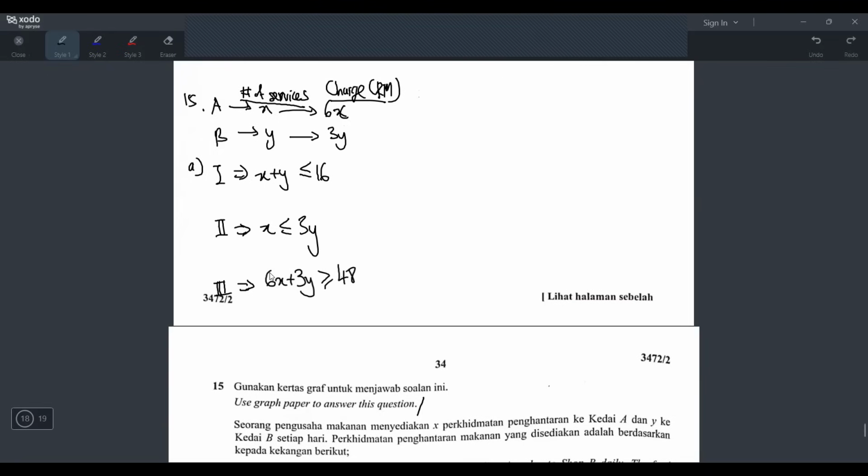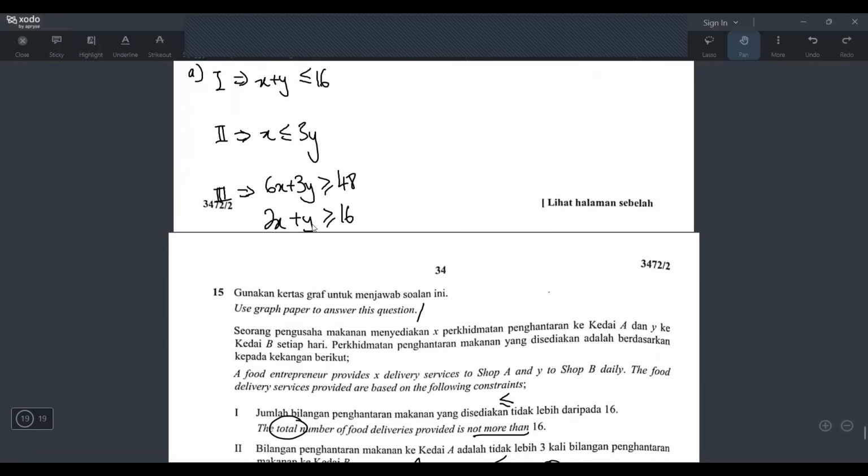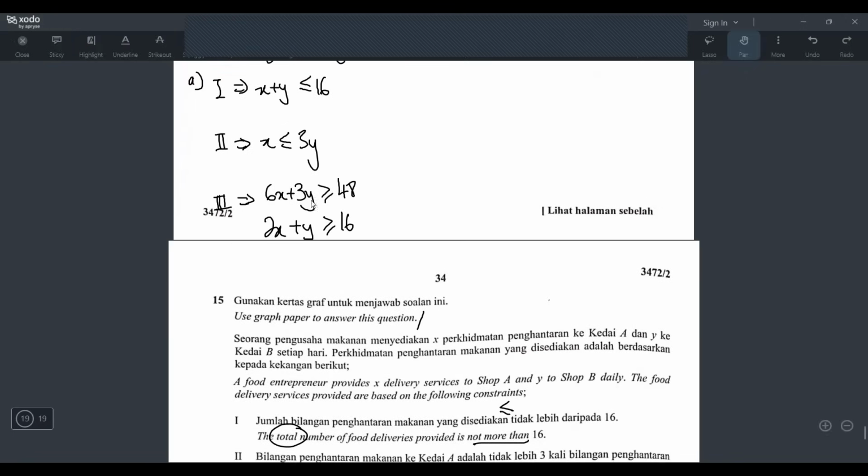Alright, kalau boleh kecilkan, boleh kecilkan. 6, 3, and 48, all these numbers can divide 3: 2x plus y bigger or equals 16. So this is my answer. I always recommend students to kecilkan, which means simplify. But actually if you don't simplify also can lah. But I recommend kecilkan.